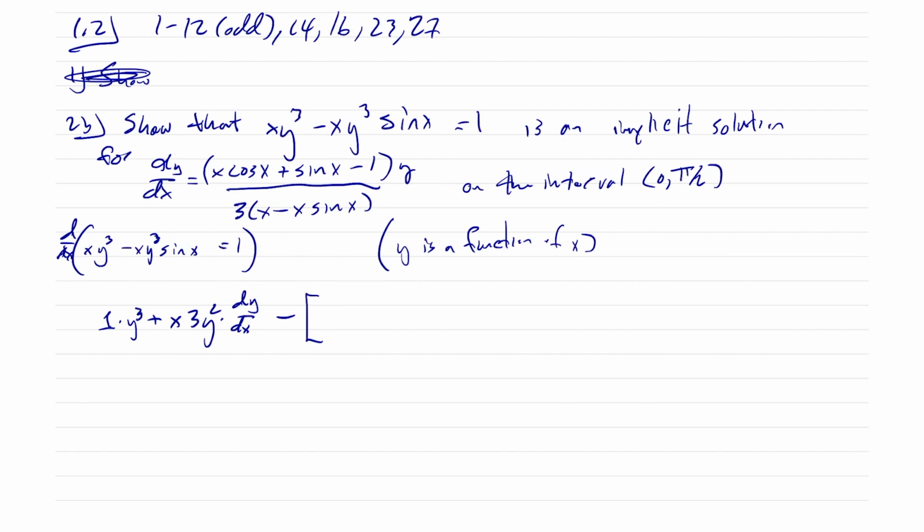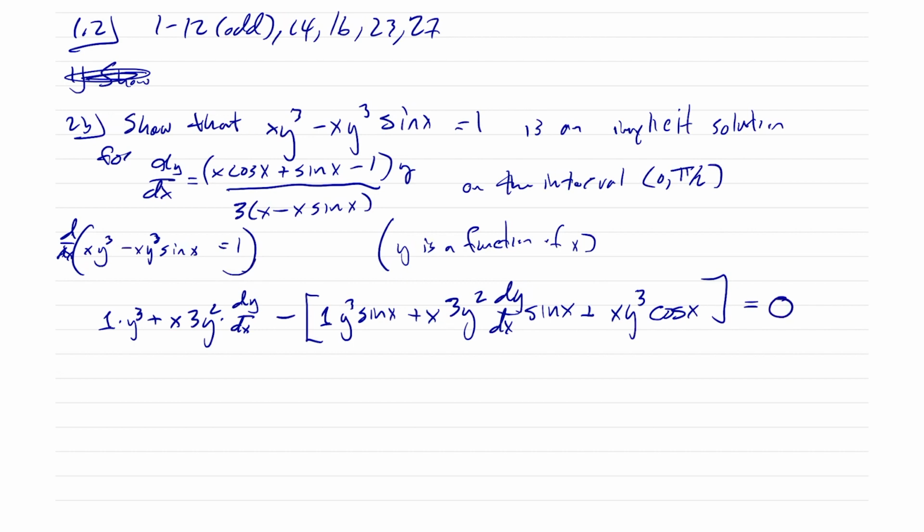So how do we do it? We take the derivative of the first, which gives us 1 times y cubed times sine of x, plus the derivative of the second, so we have 3y squared times dy dx times sine of x, leaving the third alone, plus x times y cubed, and we take the derivative of the third one, so that's cosine of x, right? And now this is equal to 0, because the derivative of 1 with respect to x is 0.